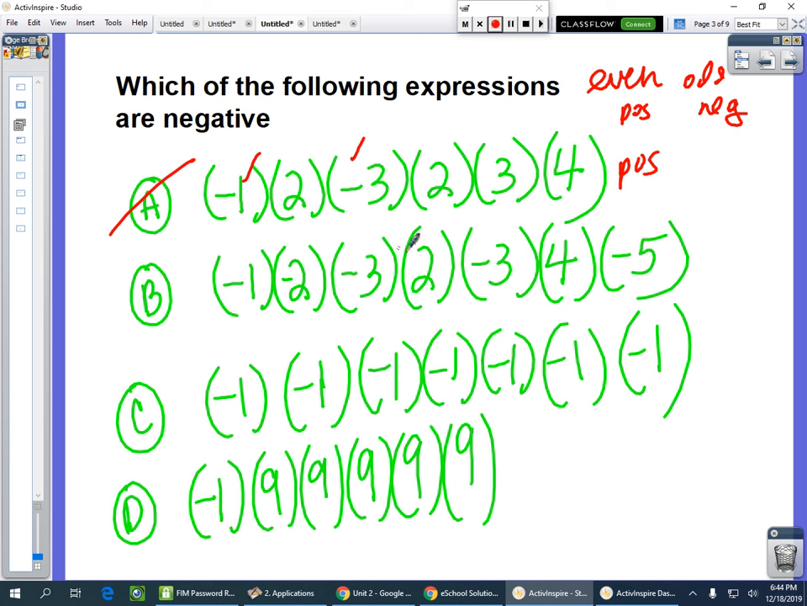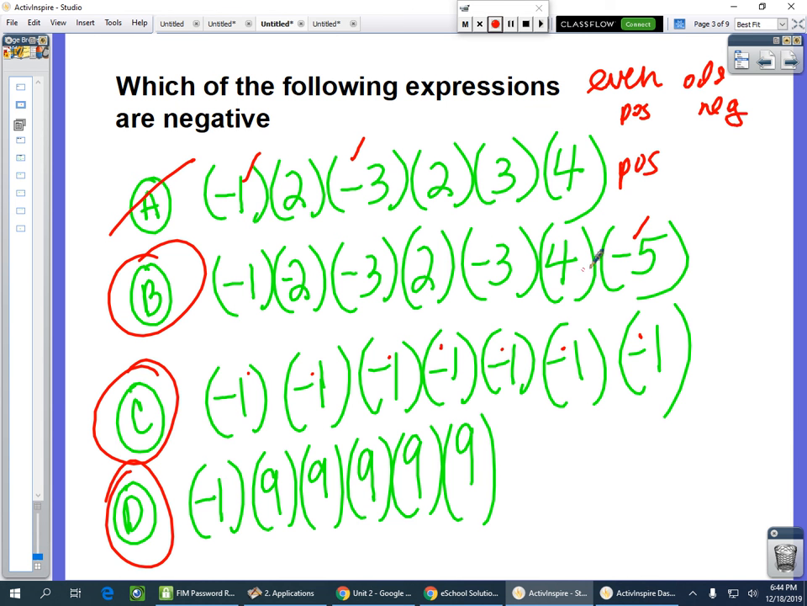1, 2, 3, 4, 5 negatives. That's an odd number. So yes, this one is going to be negative. And here it's a multiplication problem, so the product is the answer. 1, 2, 3, 4, 5, 6, 7 negatives. That's an odd number. That means yes, this is going to be negative. Here there's only 1. All the rest are positive. That's an odd number, so this one also will be negative.